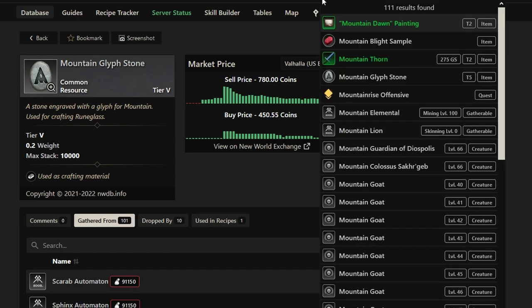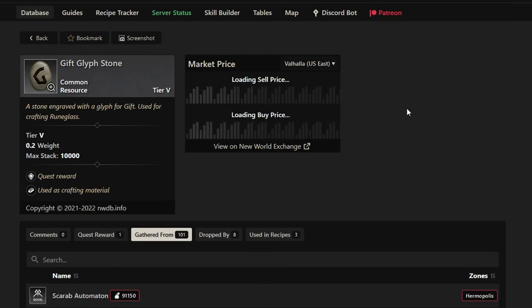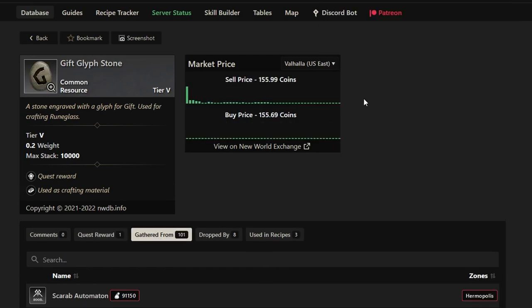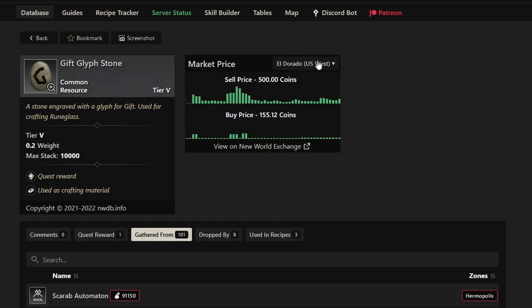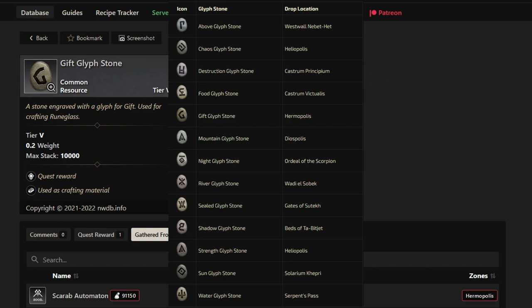So gift glyph stone is next in line. Let's type it in, gift glyph stone. It's going to be 155 gold. It's going to be from Hermopolis. So Hermopolis is going to drop these gift glyph stones. And it's definitely worth hunting these guys. I'm telling you, it's very, very simple and easy drops that happen quite a bit. So it's crazy that some prices like El Dorado has it for 500 gold still. So definitely, like I said, check out which one's going to be worth the most to your server and take advantage.